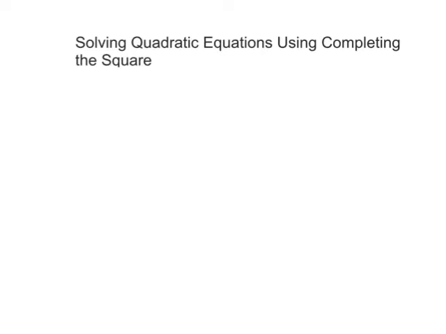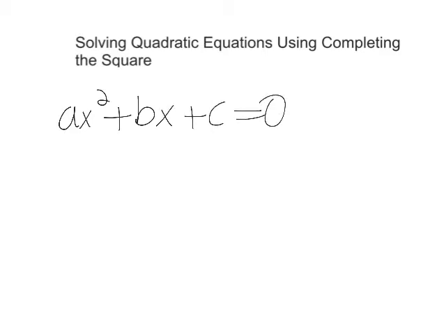In this video, we're going to talk about solving quadratic equations using completing the square. Solving quadratic equations this way basically changes a quadratic equation that is in general form, which looks like ax squared plus bx plus c equals 0, into a form that would be more usable for solving by the square root property.